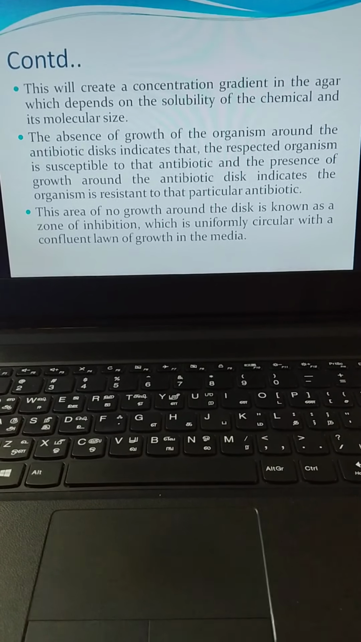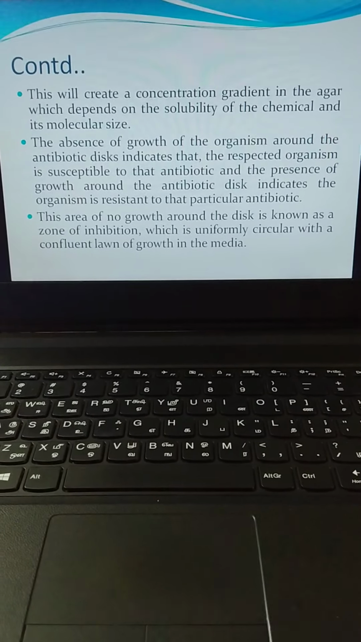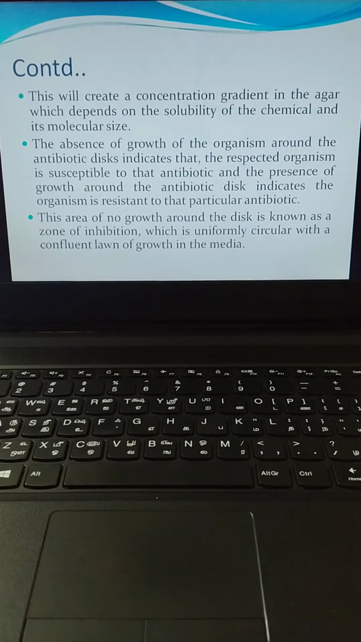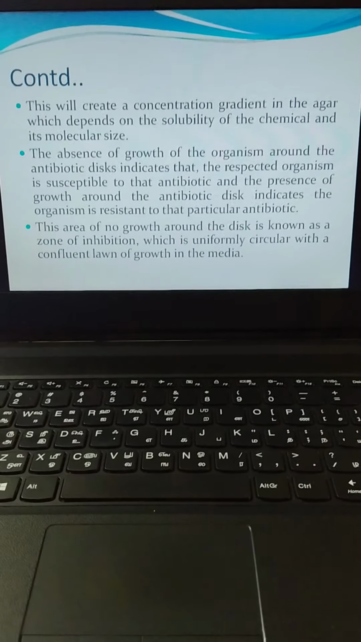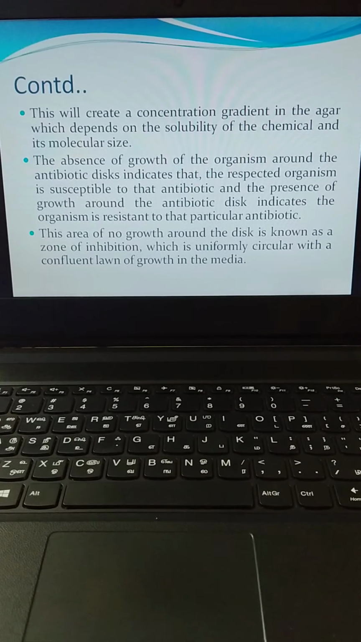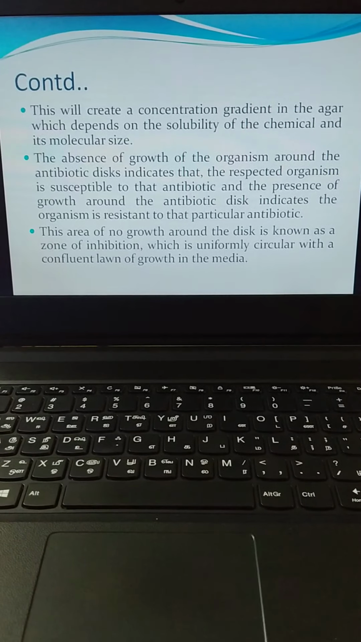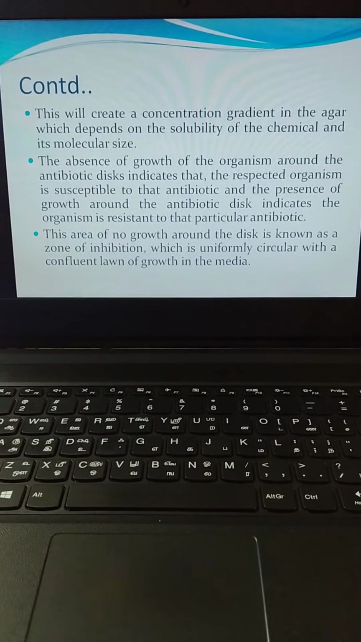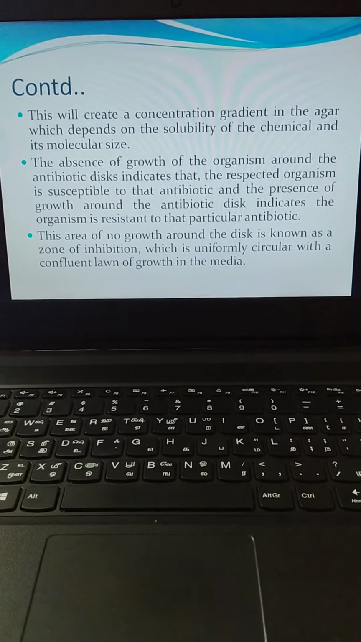The area where there is no growth around the disc is called the zone of inhibition, which is usually uniformly circular with a confluent lawn of growth in the media.